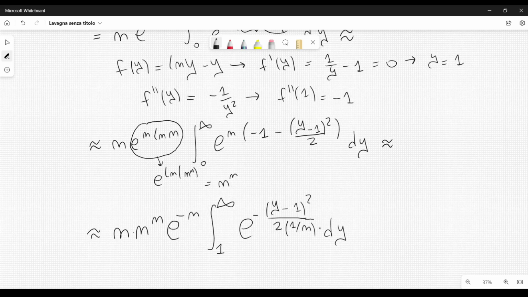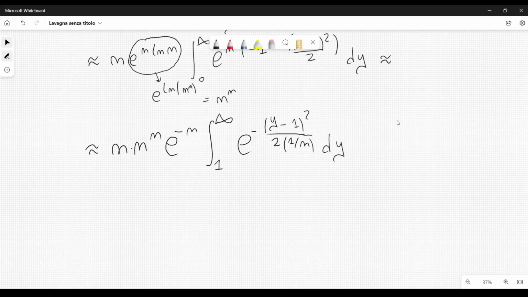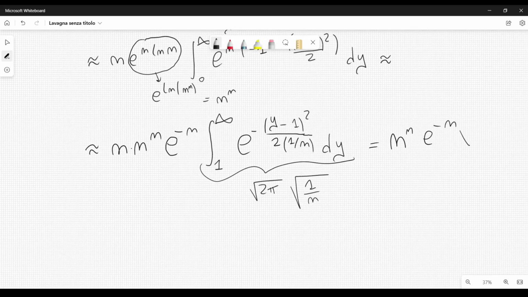Why am I doing this? Well, simply because I have rewritten this integral as a Gaussian integral, where 1 over n is the variance of the variable y, if you consider it to be a random variable, which we are integrating over. And this Gaussian integral will give us a well-known result. The result is square root of 2 pi times the square root of the variance. So we have the square root of 1 over n. Therefore, the result can be rewritten like this: n to the n times e to the minus n times the square root of 2 pi n after you simplify it.